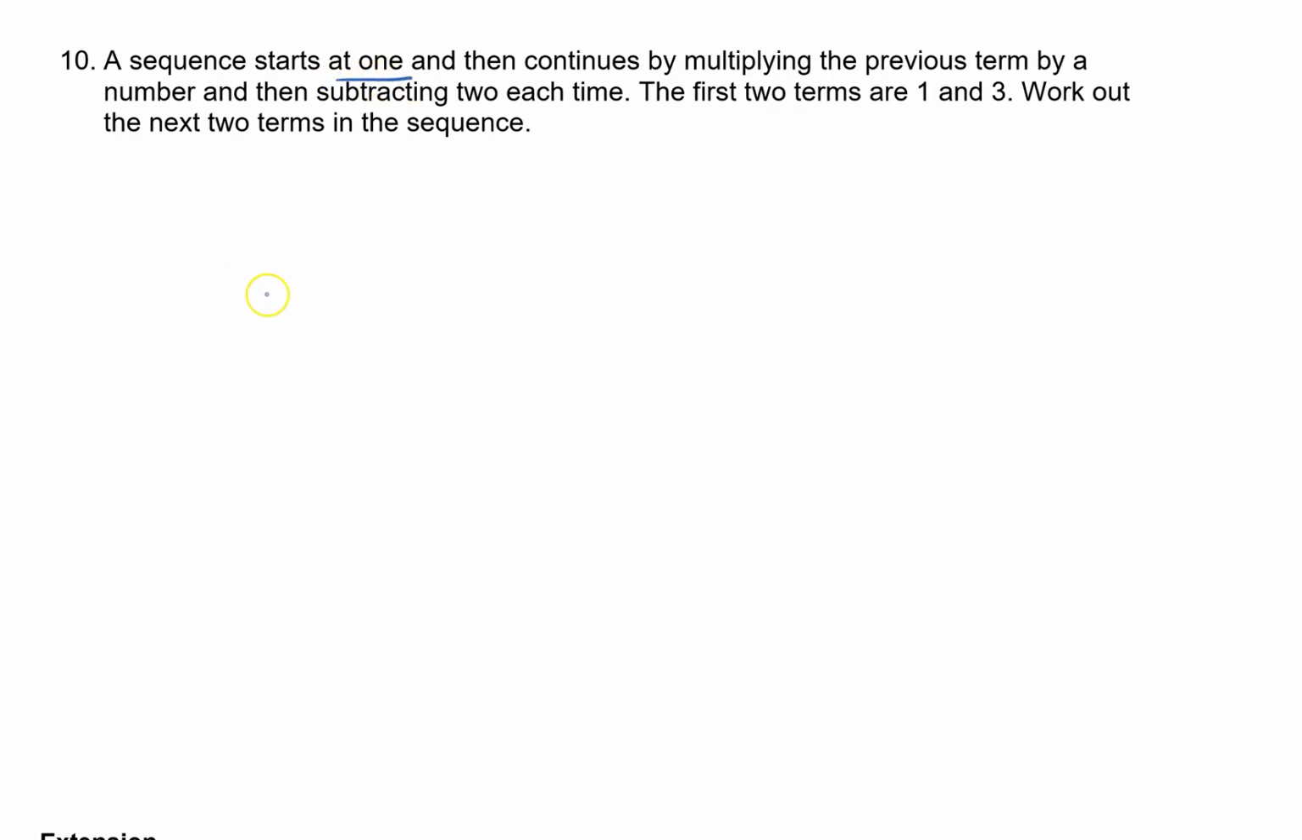The sequence starts at 1, so we've got 1. And then it continues by multiplying the previous term by a number. So I've got to multiply it by something and then subtract 2 each time. And that takes me to 3. I've got to work out the next 2 terms of the sequence. So what do I have to do? I don't know what to multiply by. But I know that when I subtract 2 from it, I get 3. So it must have been 5. So that is going to mean I have to multiply it by 5 and then take away 2.